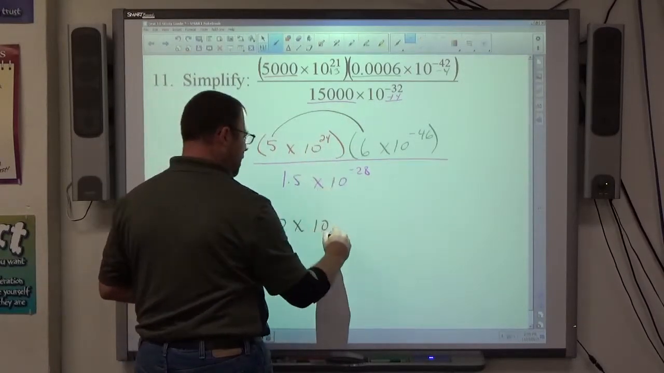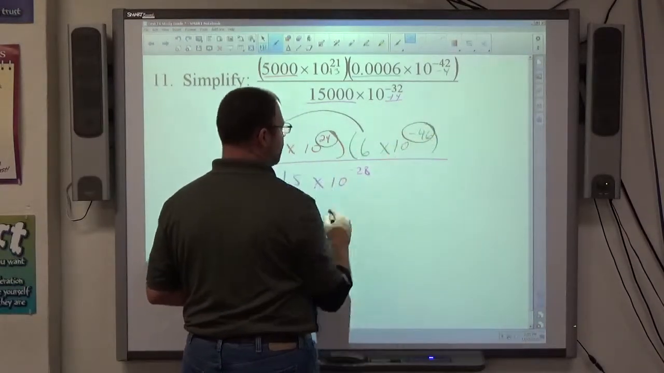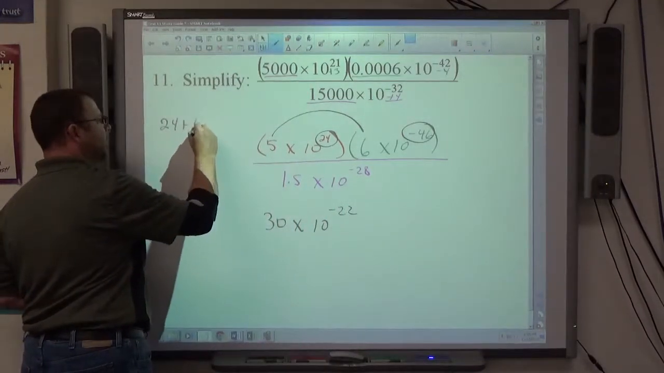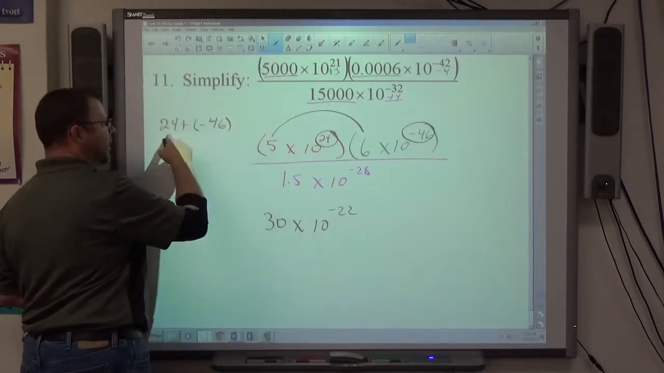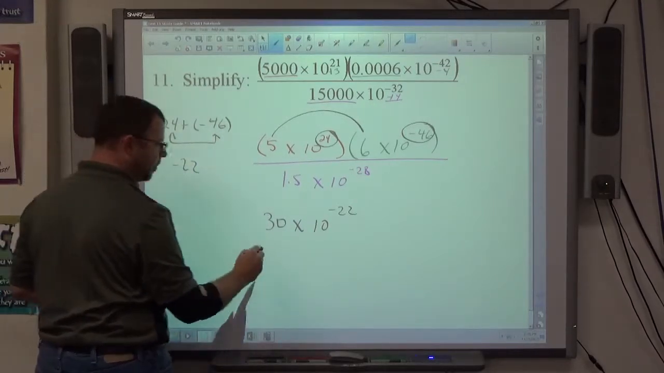And I'm going to multiply the powers of 10 by adding the powers of 10. 24 plus negative 46 makes negative 22. If you write it out here, 24 plus negative 46. Signs are opposite, so we subtract, get the 22. 46 is bigger, so it's negative.